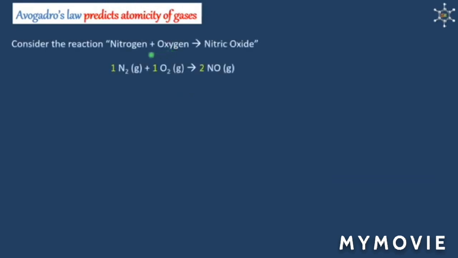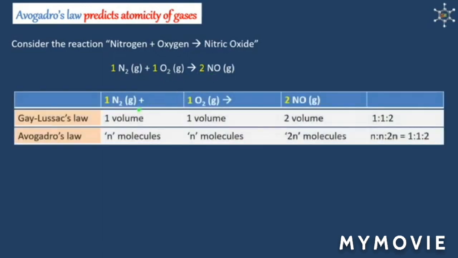Second application, Avogadro's law predicts the atomicity of gases. Let us consider the reaction nitrogen plus oxygen giving nitric oxide. The balanced equation is 1 molecule of nitrogen reacting with 1 molecule of oxygen giving 2 molecules of nitric oxide. If we apply Gay-Lussac's law, then 1 volume of nitrogen reacts with 1 volume of oxygen giving 2 volumes of nitric oxide. The ratio between the volumes of gaseous reactants and gaseous products is 1 is to 1 is to 2. Same equation when it is stated by using Avogadro's law.